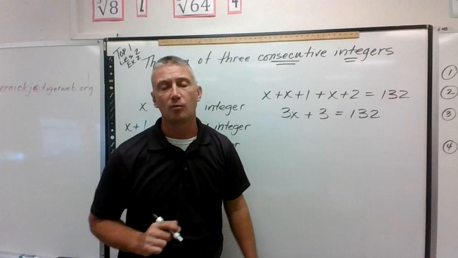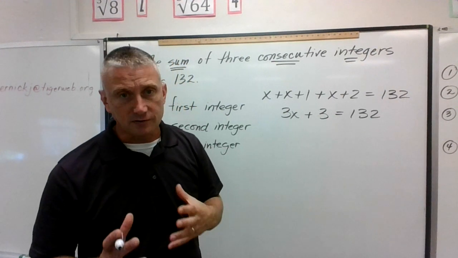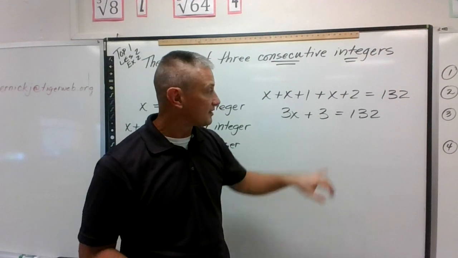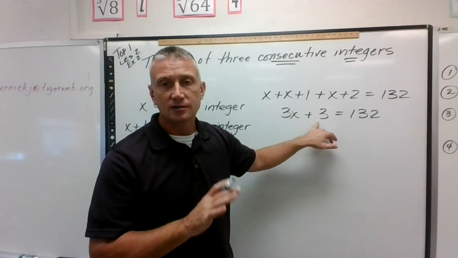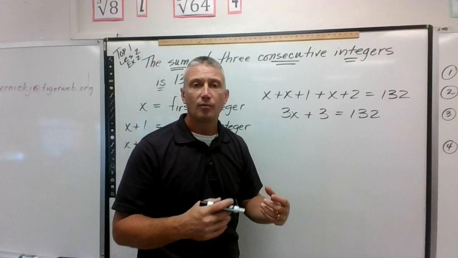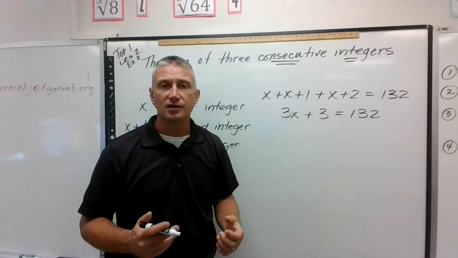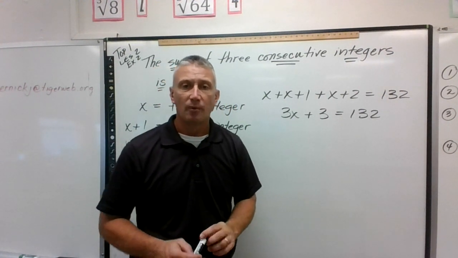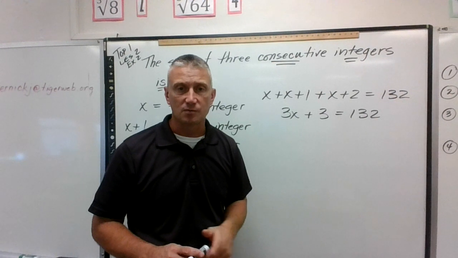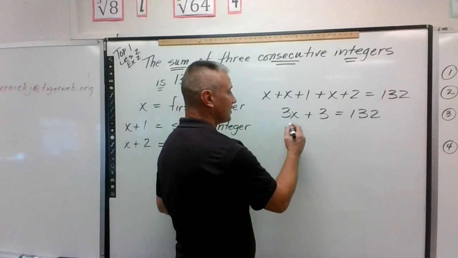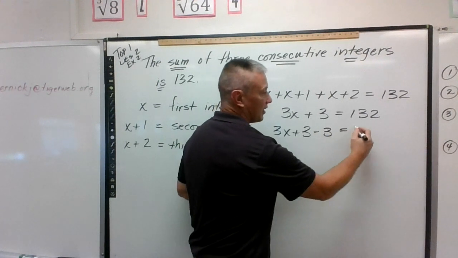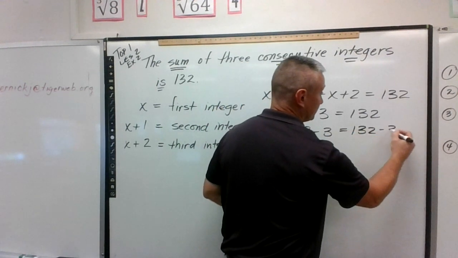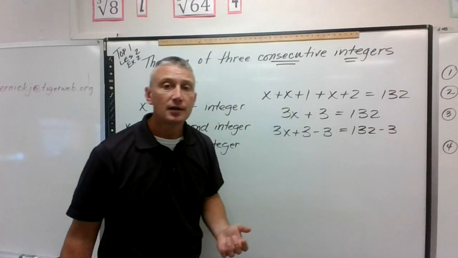Good. We want to get the variable all by itself. So the first thing we want to get rid of when we get the variable all by itself is the constant. We don't want the constant to be any part of this variable. So undo addition. In order to undo addition, we'd have to do subtraction. But if we subtract from one side, we always have to subtract from the other side. So this side is going to say 3x plus 3 minus 3. And this side will say 132 minus 3.